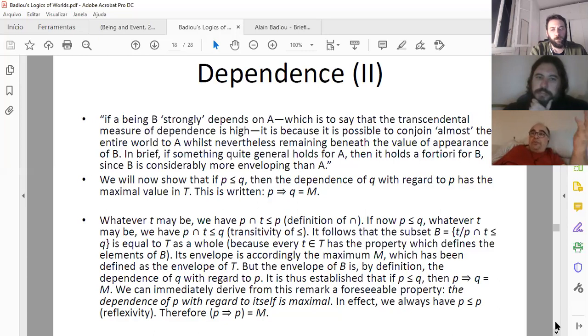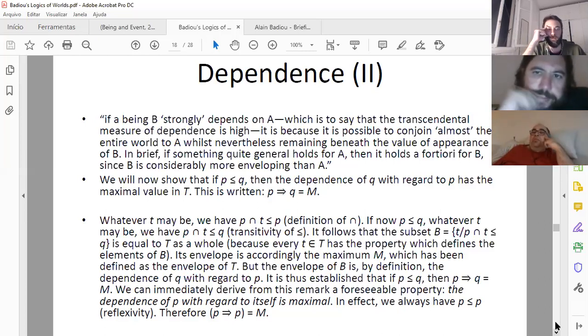In a condition where P is strictly less than Q, or A is strictly less than B, then yes, if A is there, that means B is there. The dependence is absolute, but otherwise it's just a degree, and that degree could vary between mu and m.